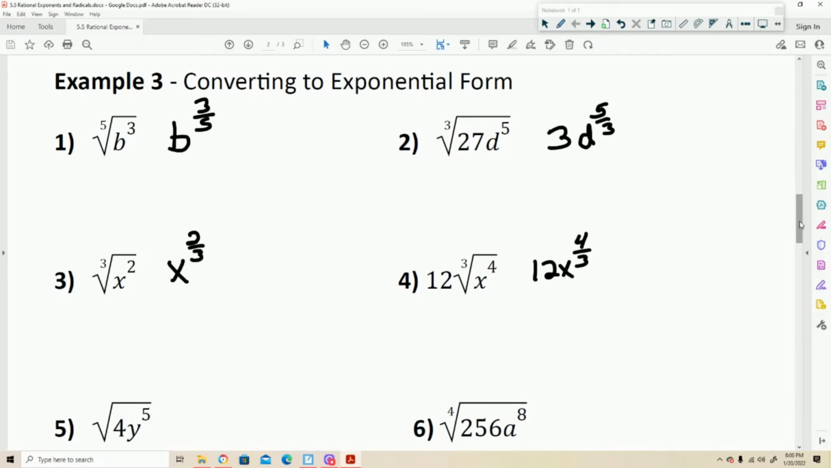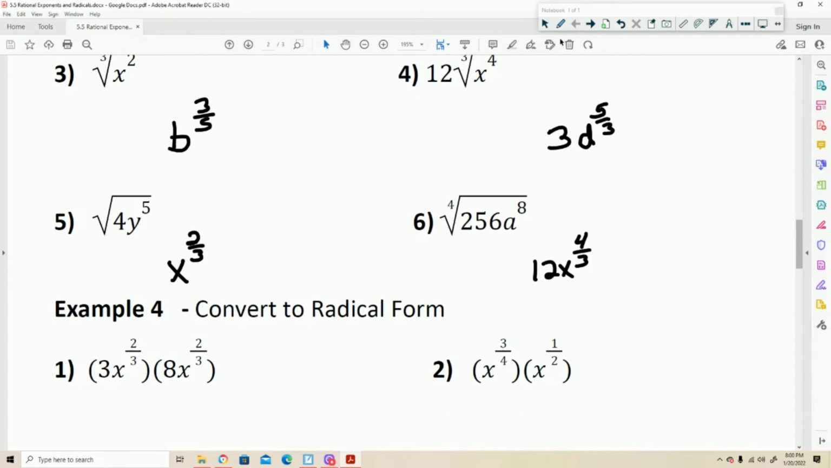Let's scroll down just a little bit for these last two and clear the page. There we go. Let's get this.